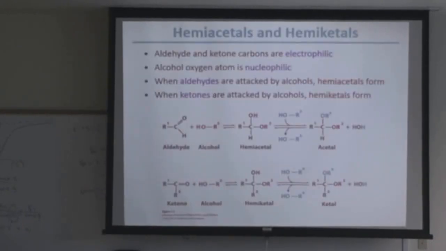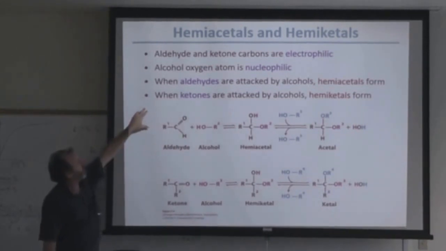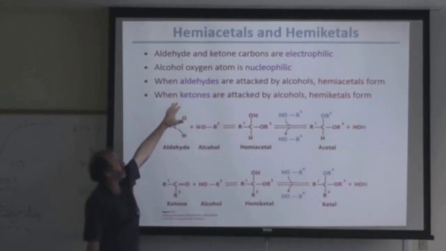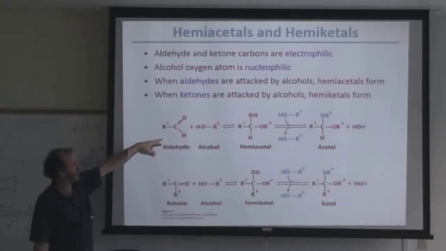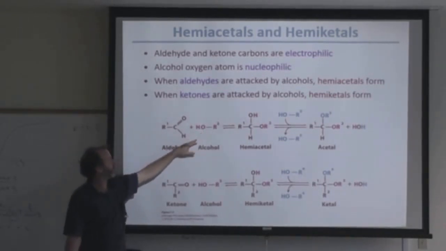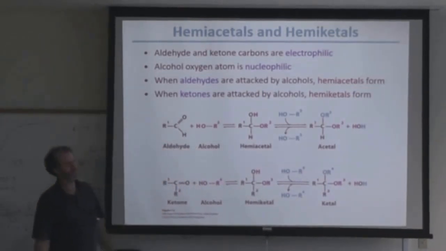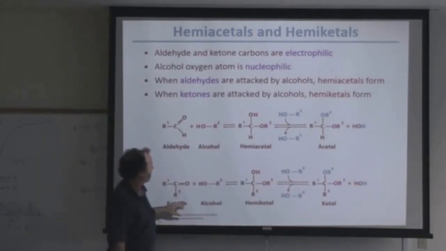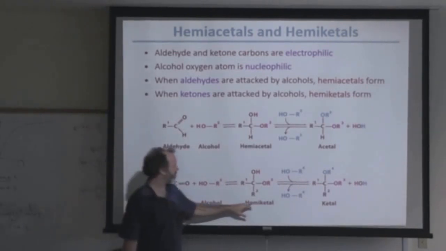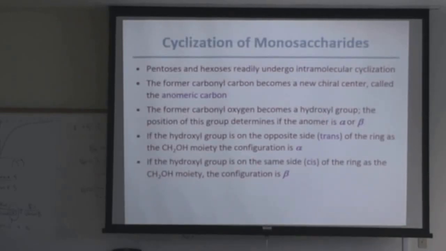Then hemiacetals and hemiketals. The aldehyde and ketone carbons are electrophilic. So these are the reactive parts on the sugar, right? The alcohol oxygen atom is nucleophilic, and when aldehydes are attacked by alcohols, you can form hemiacetals. When ketones are attacked by alcohols, we form hemiketals, right? When the alcohol reacts further with the aldehyde, you form an acetal, or with a ketone, you form a ketal. And we'll see how this is important for the cyclization of monosaccharides.